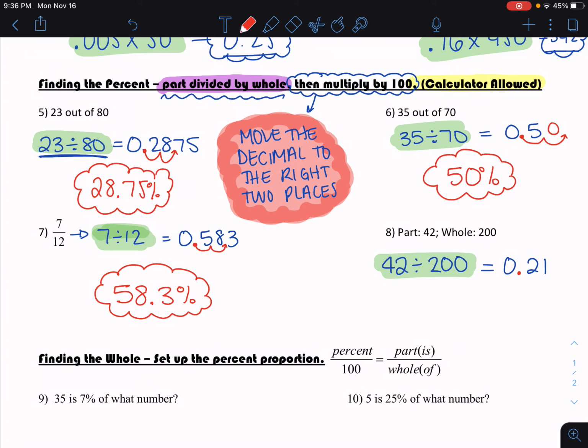And then I'm going to either multiply by 100 or move my decimal 2 places. 21%. This is finding the percent. So remember that your answer needs to have a percent sign.